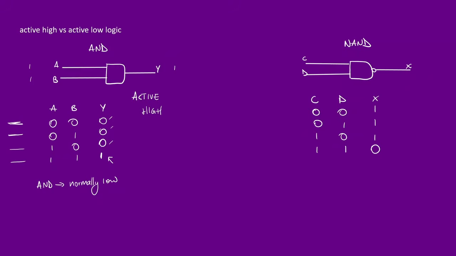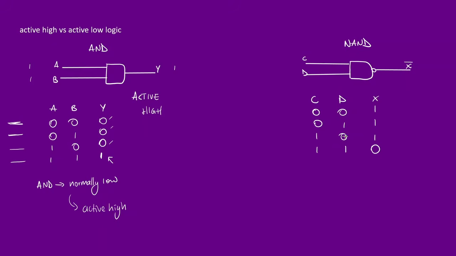Meaning that in order for my output Y to be active, it's going to need a digital 1. So normally low is paired with active high. Normally my circuit will be low, and applying the signal to both of my inputs is going to give me a high value on my output.